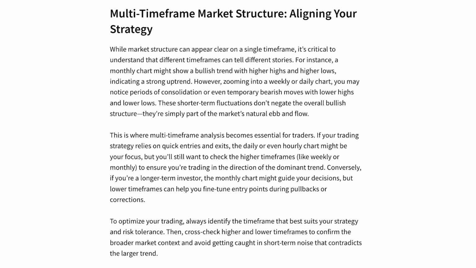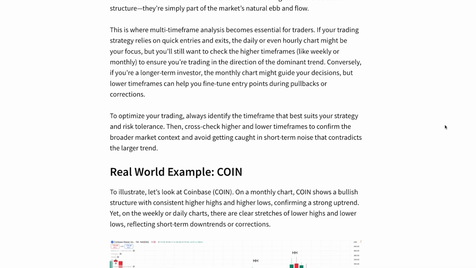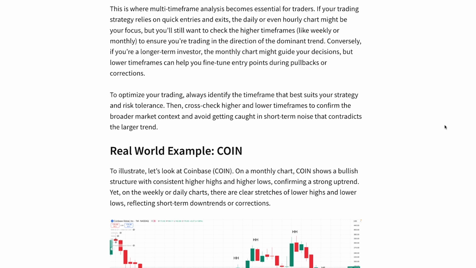So for instance, a monthly chart might show a bullish trend with higher highs and higher lows, indicating a strong uptrend. However, when you zoom into a weekly or daily chart, you may notice periods of consolidation or even temporary bearish moves. And we're going to look at a specific chart that's going to show you this. So these shorter term fluctuations don't negate the overall bullish structure, but they're simply part of the natural ebb and flow of the market.